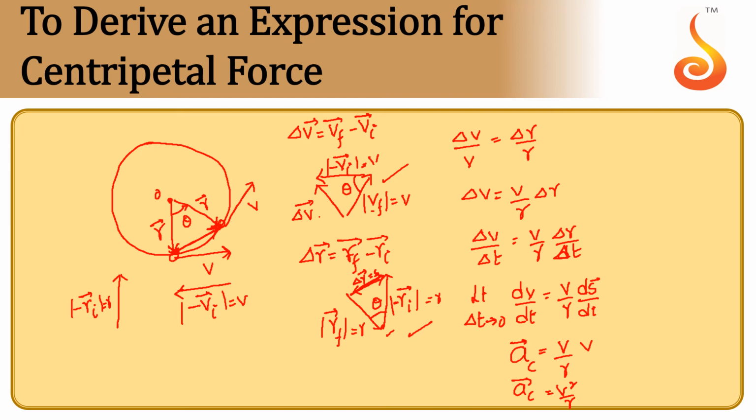Since we want to know centripetal force, according to Newton's second law, force is equal to mass times acceleration. Centripetal force is equal to mass times centripetal acceleration. So centripetal force is equal to m into v square by r. Therefore, the centripetal force is the force acting towards the center of the circle, which is responsible for changing the direction of velocity.